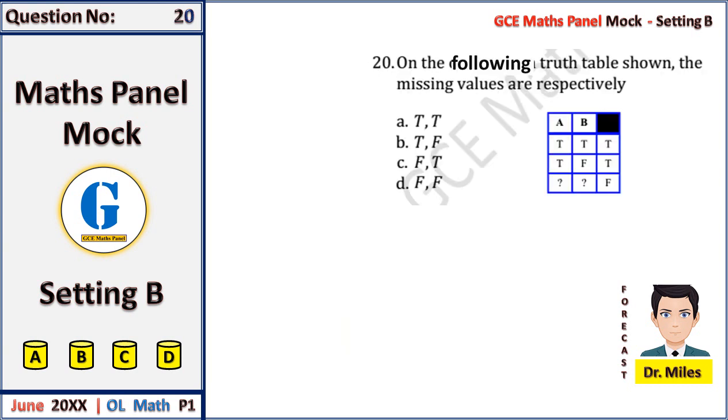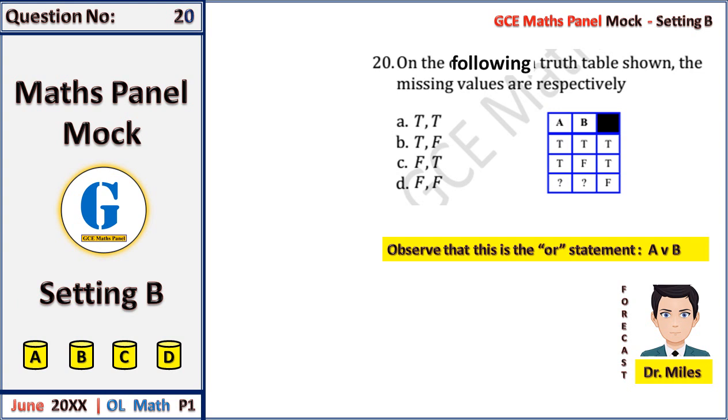20. On the following truth table shown, the missing values are respectively. If you look at this truth table very well, when A is true and B is true, the result is true. When A is true and B is false, the result is true. This is actually the OR statement, because if one is true and the other one is false, the result is true. And for this particular statement to be false, both have to be false. So they are respectively false and false.